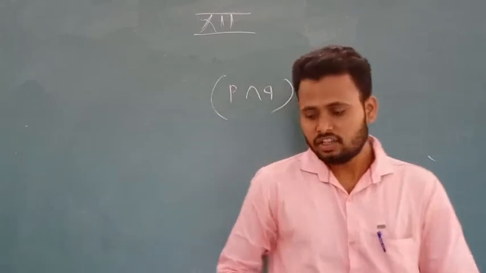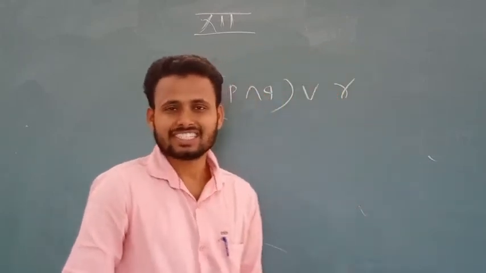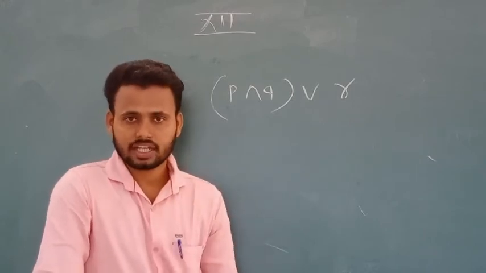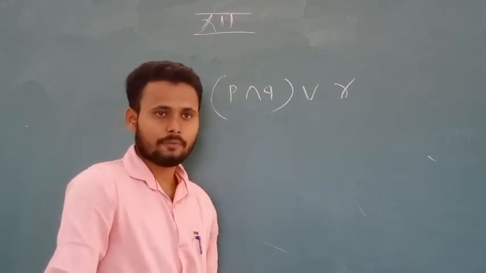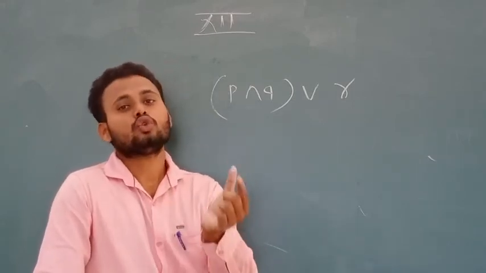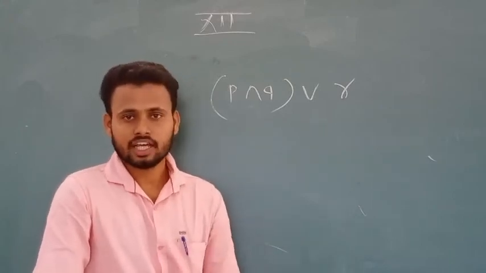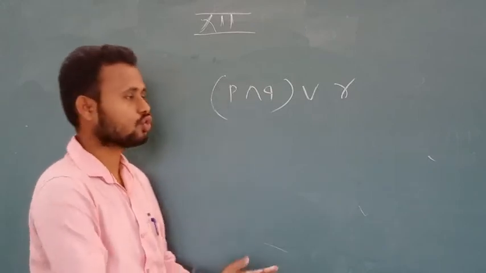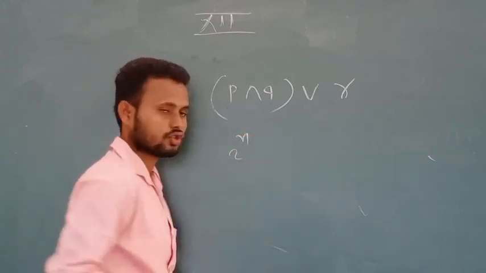Note: if in a statement pattern there are n component statements P, Q, R up to so on, and we know that all of these n component statements have two possible truth values T and F, therefore the truth table of a given statement pattern involves 2 raised to n rows.